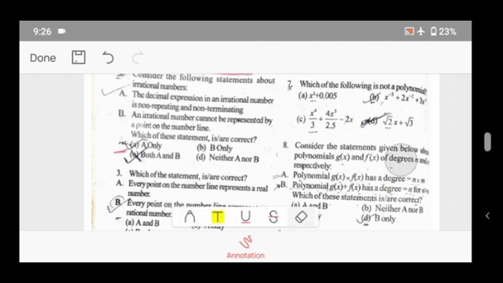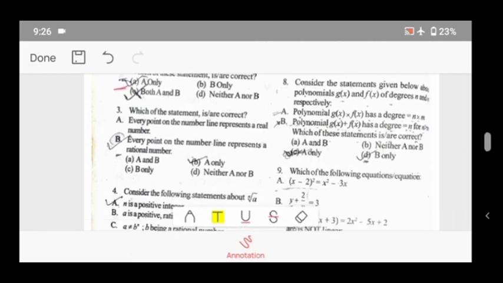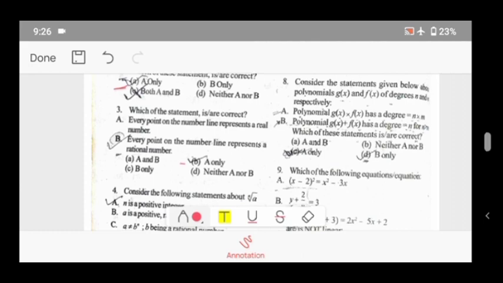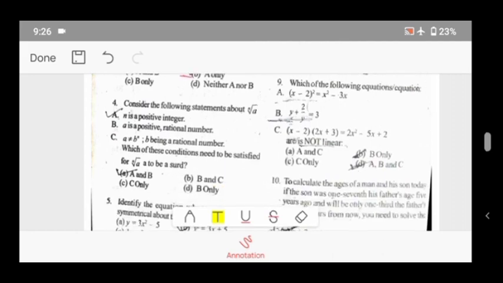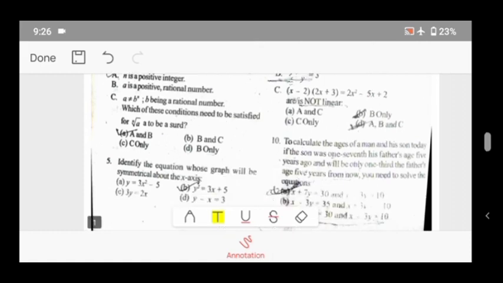Then the third one, which of the statements is correct? From these choices you have to choose which of the following is correct. So the answer B is correct. Fourth one, consider the following statements about the nth root of a. N is a positive integer and a is a positive rational number. From this, the answer is A and B.